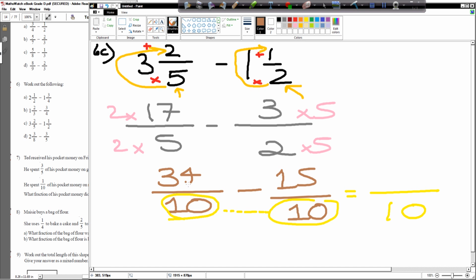So we have 34, take away 15. So the best way to do 34, take away 15: 34, take away 14. What's 34, take away 14 first of all? 34, take away 14 will give us 20. And then you take away another 1, that will give us 19. Okay. So 34 take away 15 will give us 19. So far we have 19 over 10.